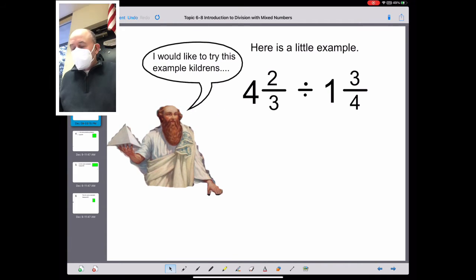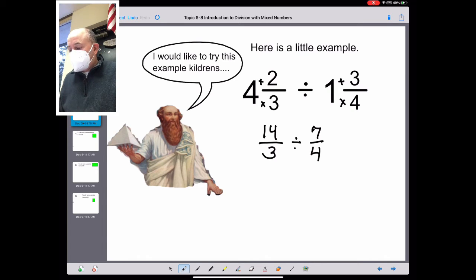All right, so anyways, this is basically how we would solve a problem like this, kids. First step, we have to turn everything into improper fractions. So we're going to do 3 times 4 plus 2. 3 times 4 is 12, plus 2 is 14 over 3. We're still talking about the same division problem, but now we have to do 4 times 1 plus 3, which would be 4 times 1 is 4 plus 3 gives you 7 over 4.